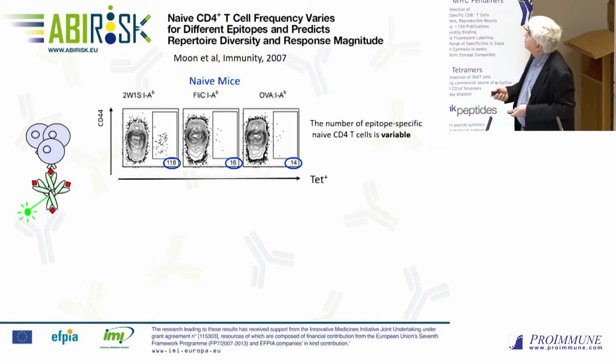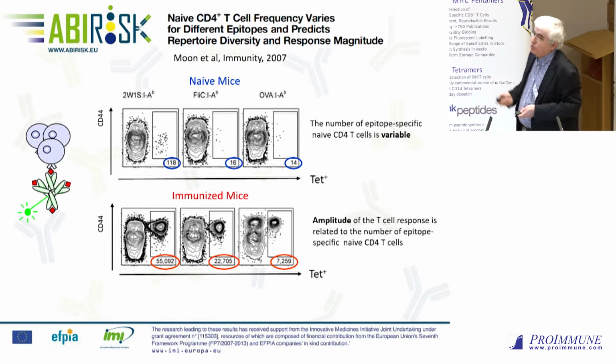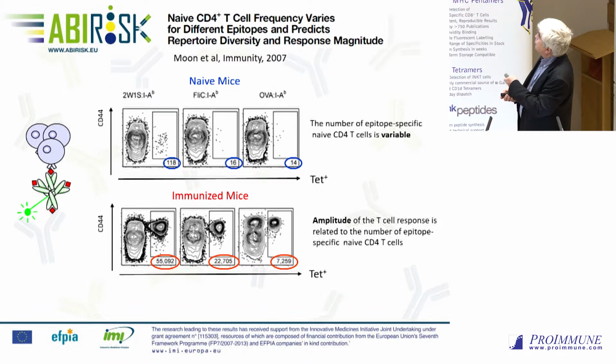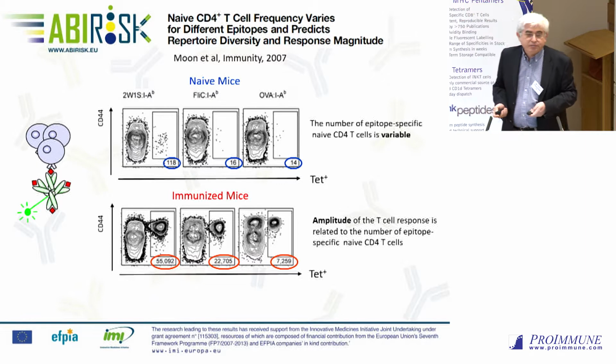First message. The second one is that when they immunize the mice, they get very strong response, in this case, here or here. And you can see that the amplitude of the T cell response is related to the number of epitope-specific naive T cells. That means that the higher the response is, it was due to the high number of precursors at the beginning of the response. So there is really a relationship between the memory response and the naive response. Anyway, it's just mice. What about humans?